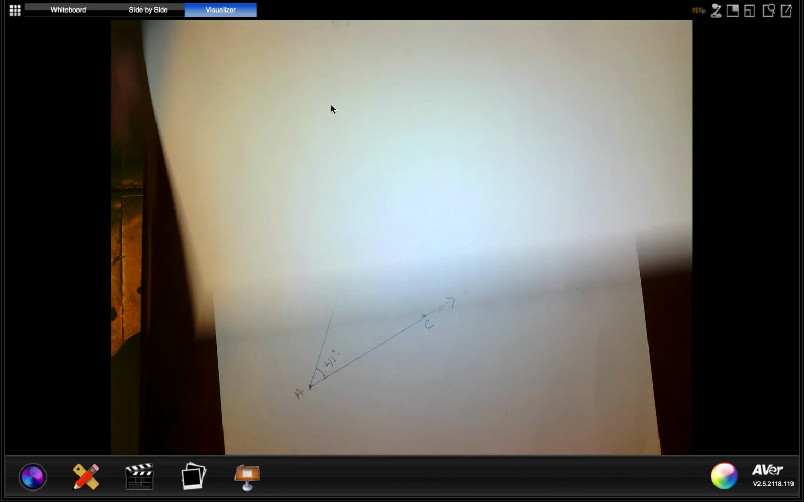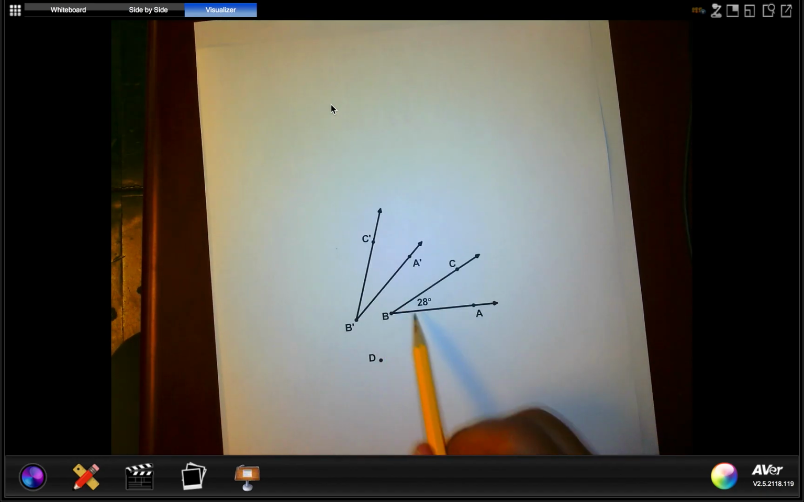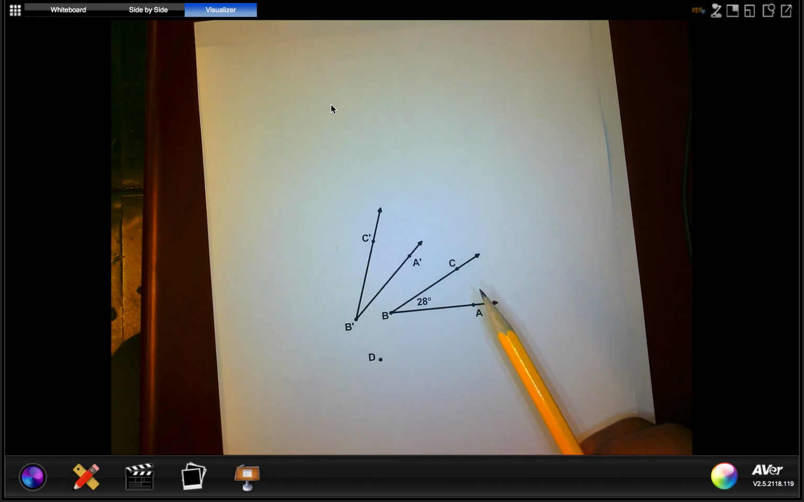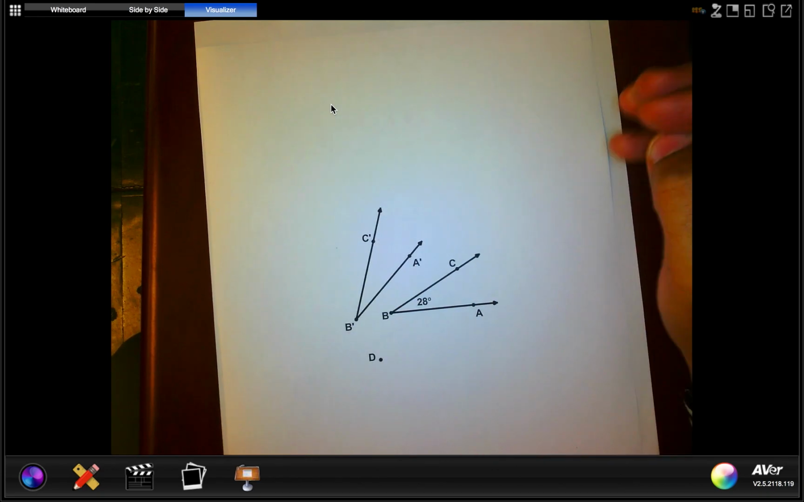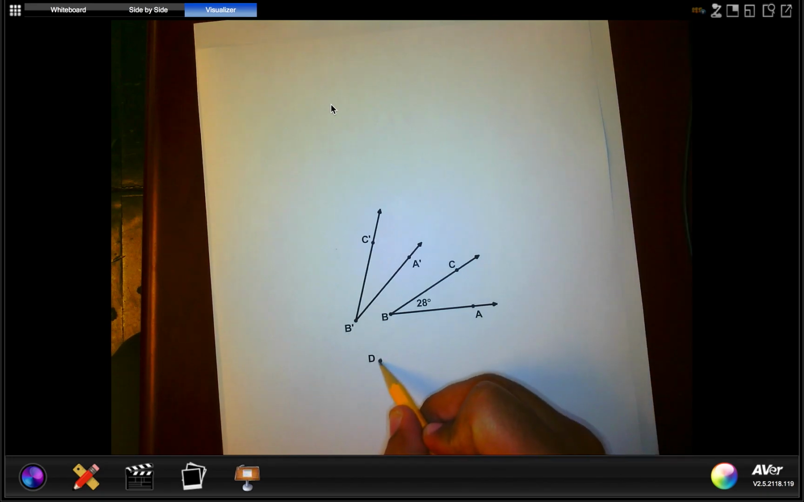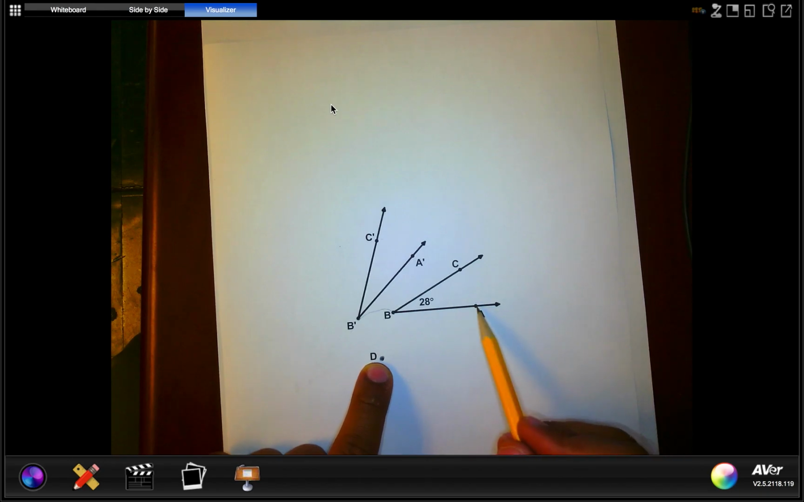Well, what if I want to know the center of rotation, or the angle of rotation, right? Here's a figure, an angle A, B, C, and it has been rotated to A prime, B prime, C prime. I want to figure out what is the angle of rotation. But first, what is the center? Here we have D. Notice that B is moving around D. All the points here are moving around D.